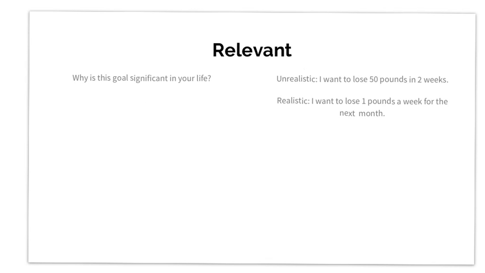R stands for relevant. Relevant is why this goal is important to you, making sure that the goal is realistic, and what motivators are going to help you reach this goal. Obviously, a goal has to be important in order for you to stay committed to it. So, for instance, here I've used an unrealistic example. I want to lose 50 pounds in 2 weeks. Well, that's impossible. That's something that's not going to be accomplished.